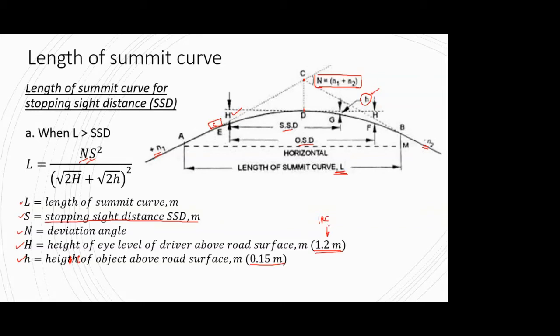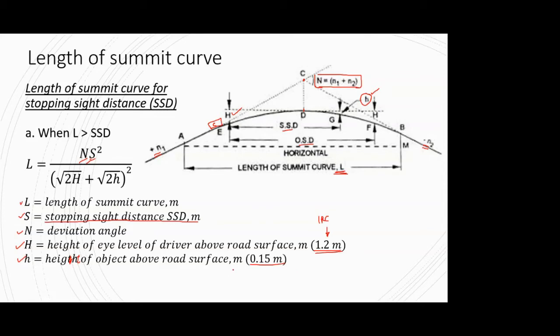So if you are designing a road in another country, they might have different standard values for the height of the eye level of the drivers. As far as the Indian codes are concerned, the IRC code, these are the values: capital H is 1.2 meter and small h is 0.15 meter.